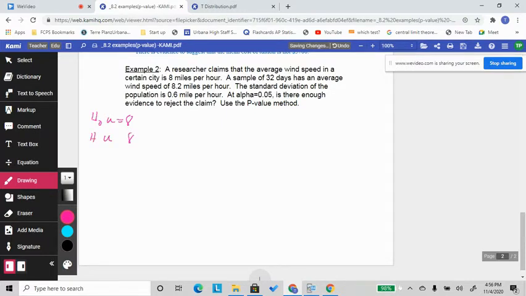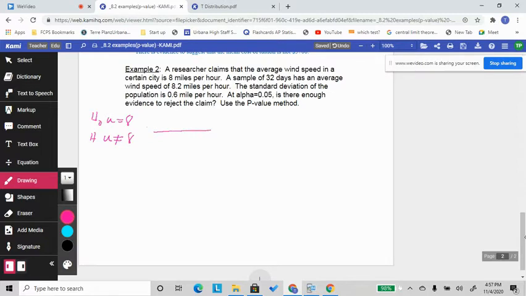The standard deviation of the population is 0.6. At an alpha of 5%, is there enough evidence to reject the claim? Okay, so he says that it is 8. I don't see any indication of less than or greater than, so I'm going to do a not equal to. Is the sample greater than? Yes, but there is no indication that I want a less than or greater than.